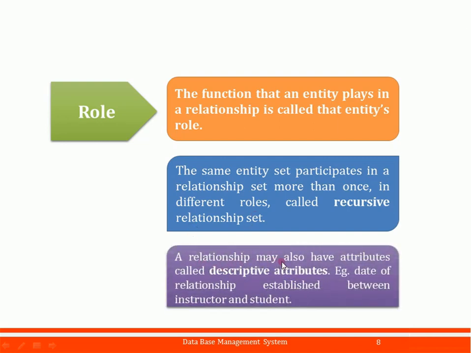A relationship may also have attributes, which are called descriptive attributes. Example, the date of relationship established between instructor and student. So this is represented as an attribute for a relationship. For the diamond symbol, we have an attribute which is called a descriptive attribute of the relationship.